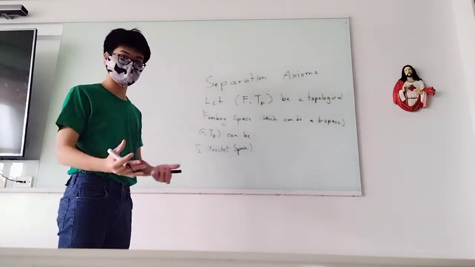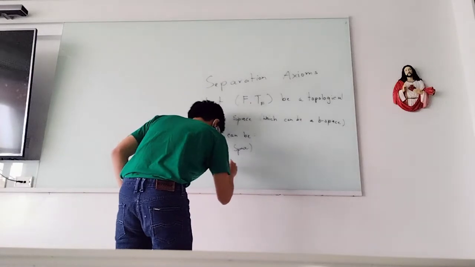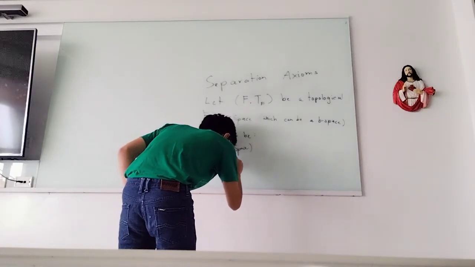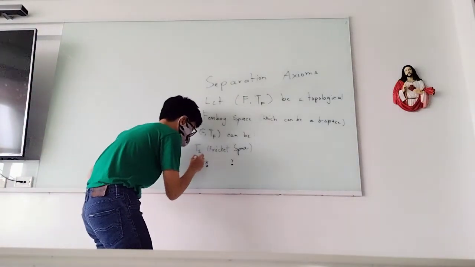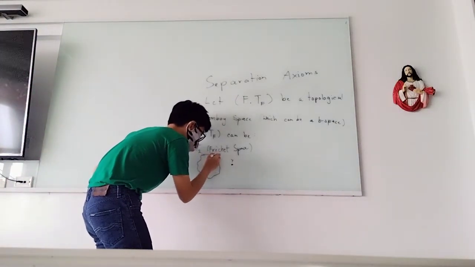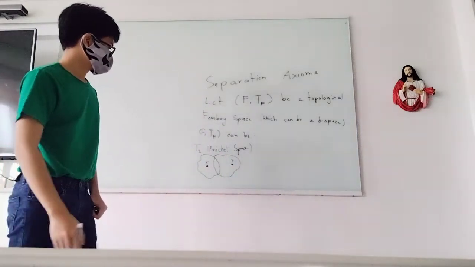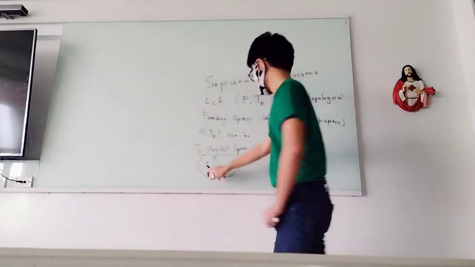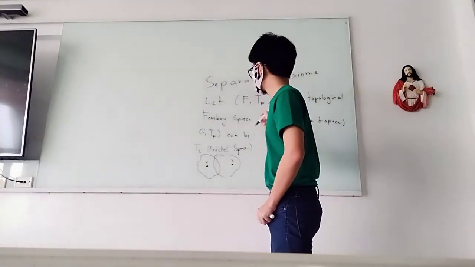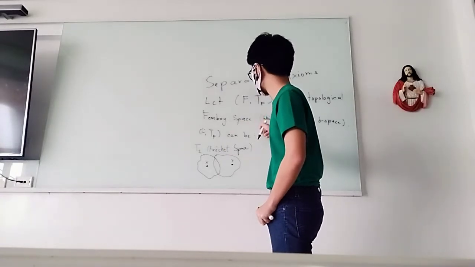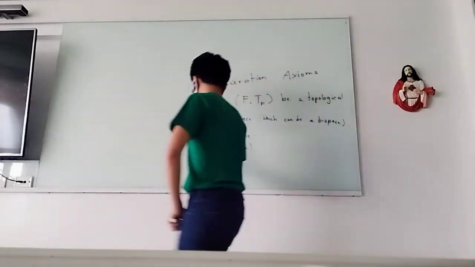If we have 2 points x, y inside the space, and then some surrounding neighborhoods, and these neighborhoods intersect. So we have 2 points x and y, and their neighborhoods intersect. If that's the case, your space is a Fréchet space. So that's the first one.